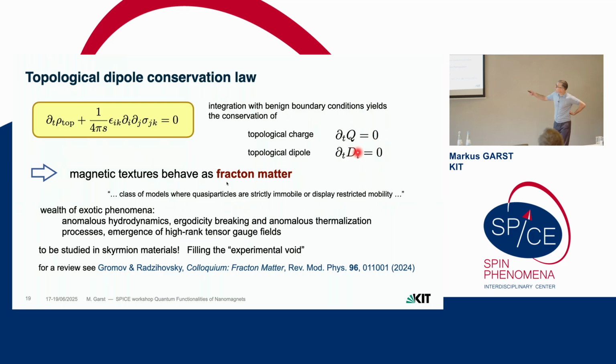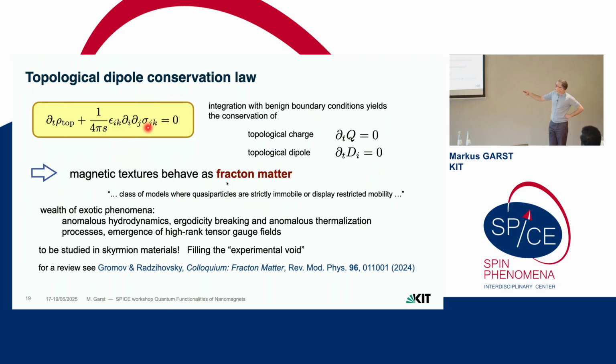But you also get a conservation law for the topological dipole, which I denoted here by D, right? So essentially we just recover what I've told you before. Topological dipole is nothing but the linear momentum. It's conserved. So this means there is a dipole conservation law in the system.